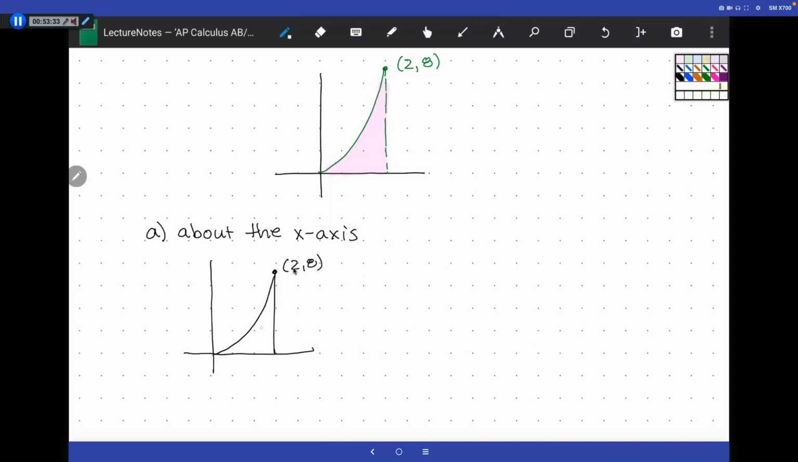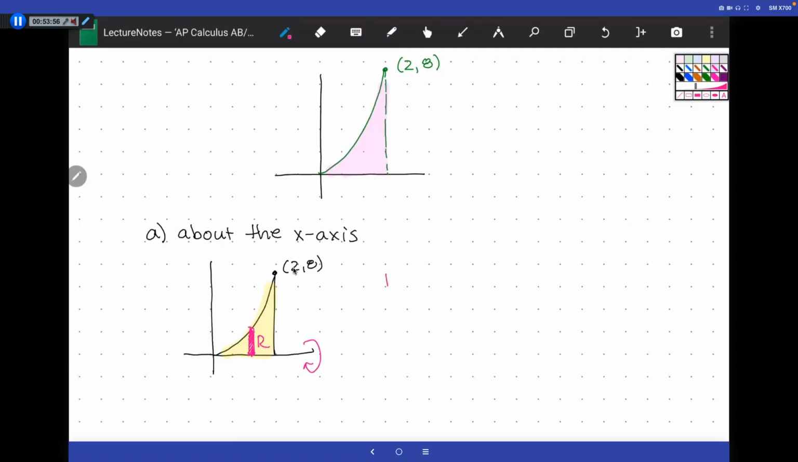Which way do I draw my rectangle if it's rotating about the x-axis? Horizontally or vertically? Yep, vertically again. What do you think? Is this going to make a disc or a washer? It's going to make a disc. That rectangle, as it moves across the region, is always going to touch the axis of rotation. It's a disc, baby! Is it a dx or a dy problem? All right.